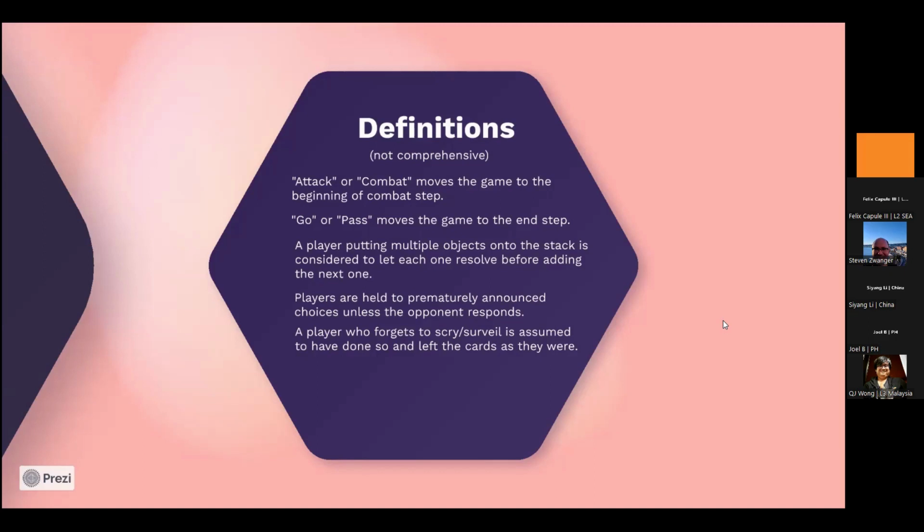Similarly, go or pass or end my turn or I'm done or you can take your turn, anything similar, moves the game to the end step, and the opposing player is considered to be acting in the end step unless they say otherwise. Another shortcut is a player who puts multiple objects onto the stack is considered to let each one resolve before adding the next one.